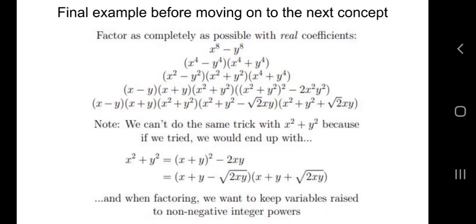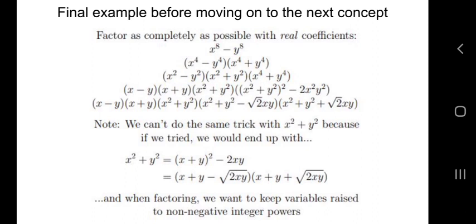But we say that x to the fourth plus y to the fourth is reducible, or factorable, over the real numbers, as we exhibited in this string of expressions right here above. But it's not factorable over the integers, as we can see, because we would need a square root of 2, which is not an integer, in order to factor it.